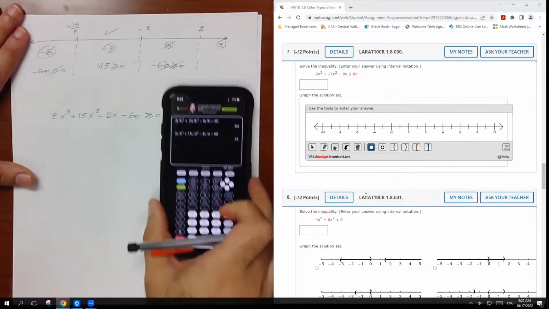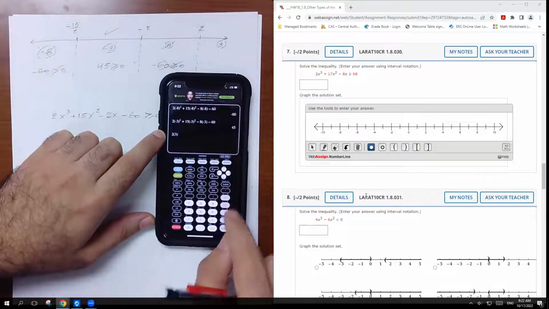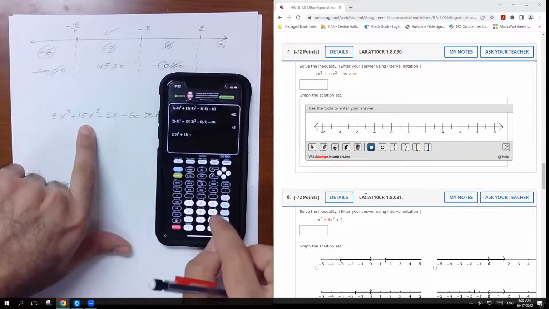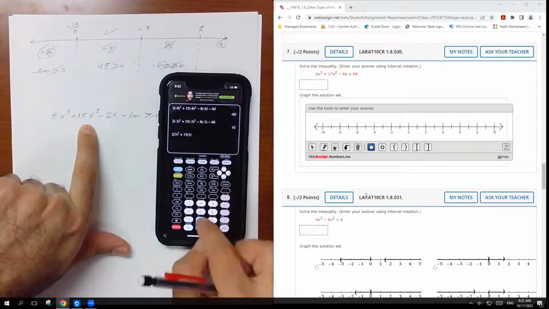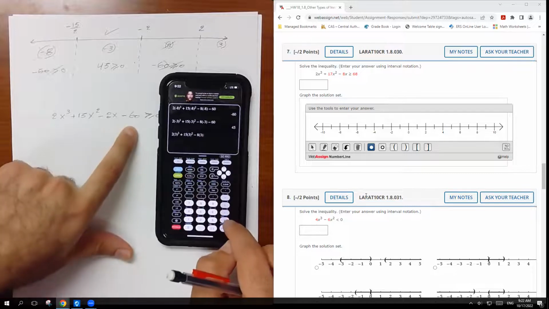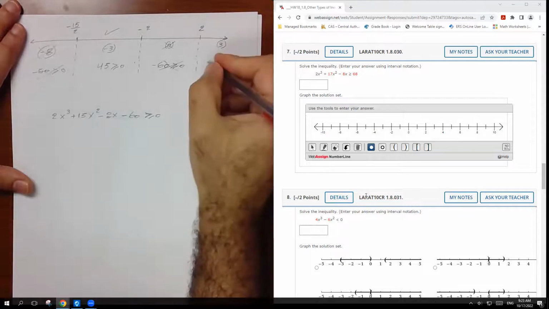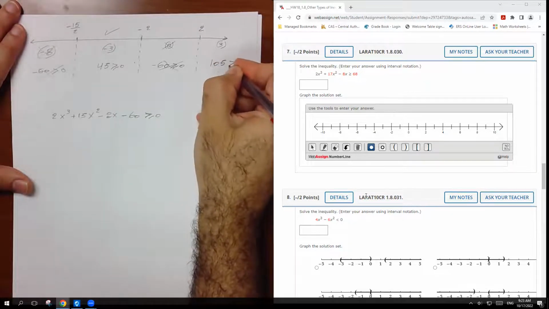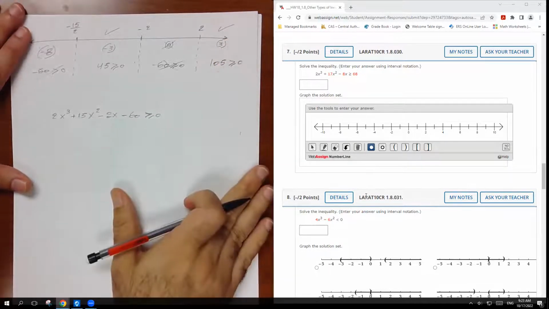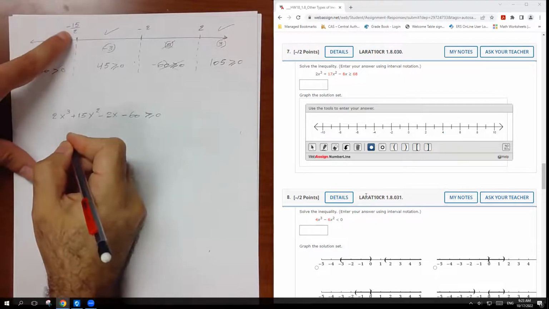Plug in the 3. 3 is going to be a positive number. 3 times 3 cubed plus 15 times 3 squared minus 8 times 3 minus 60. The result is going to be 105, which is a positive number greater than or equal to 0. So this is also right. So the solution set in this case is going to be from this number to this number.